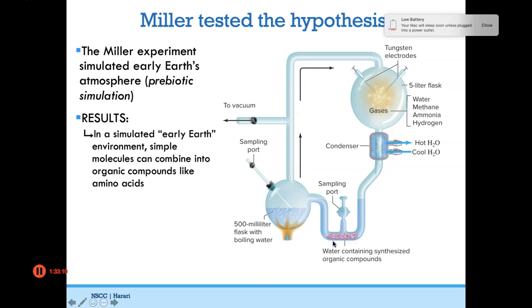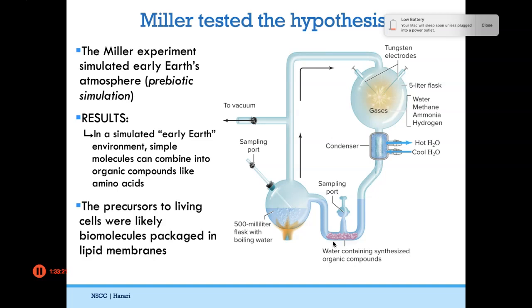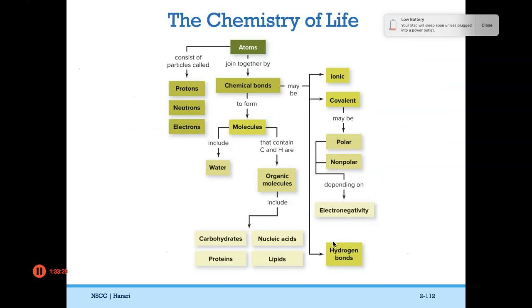So it is not unlikely, and it's not really hard to believe, that early Earth's conditions of just gases might have produced these biomolecules, which later would have combined and been packaged into lipid membranes. And those are the precursors to early cells. And more on cells next time. So this is a good overview of the chemistry of life. This combines chapters 2 and 3.